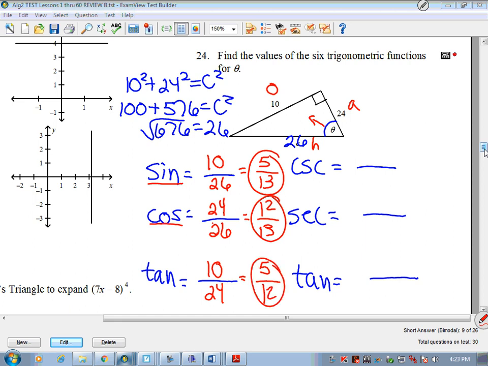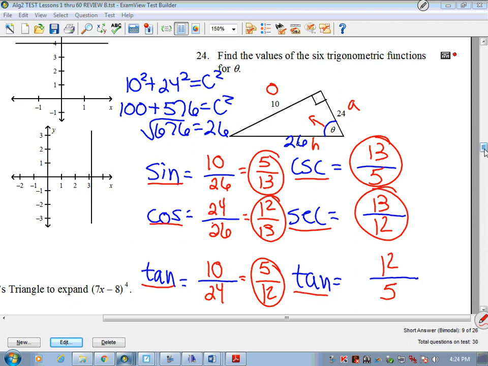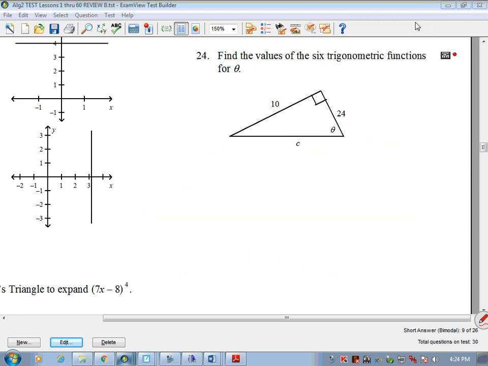And then for our cosecant, secant, and cotangent, all I have to do is take the answers from sine, cosine, and tangent and find the reciprocal. So just flip them. So I have 13/5, 13/12, and 12/5. Because I reduced the first 3 trig functions, I don't have to reduce these any further. Those are my 6 trig functions. If you struggle with that, that's lesson 46. Let's shoot down to number 25.